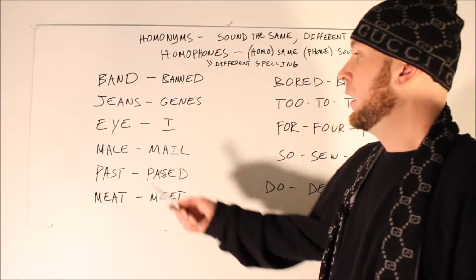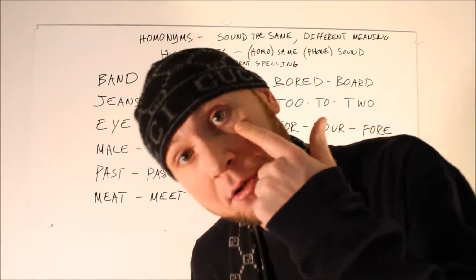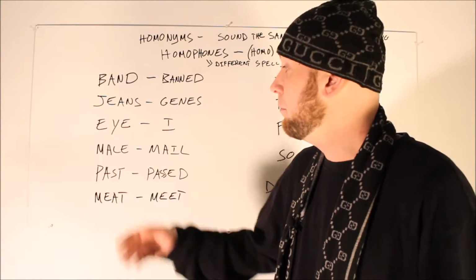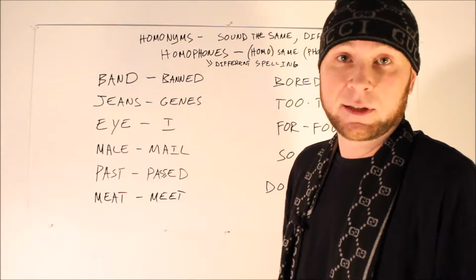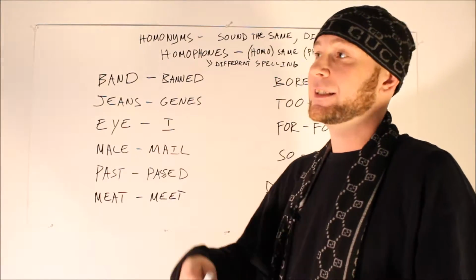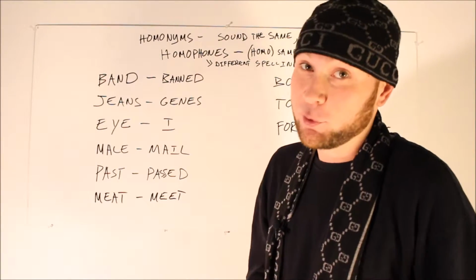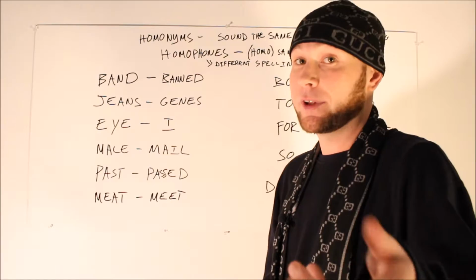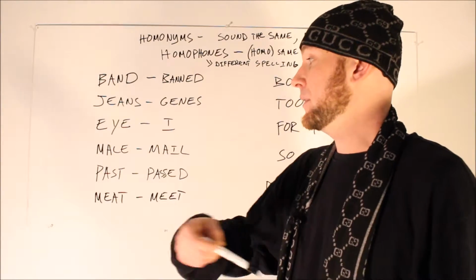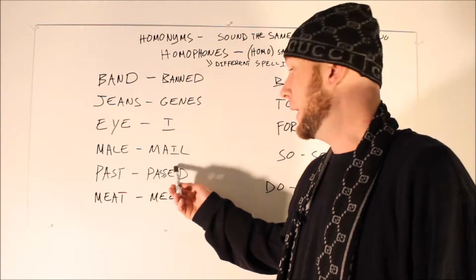You're going to have eye, which is the eye. See the eye? You would say, wow, that girl has beautiful, beautiful eyes. And then you have I, as in me, as in I am going to tell that girl that she has beautiful eyes. If she only had one eye, well, you would say she has a beautiful eye. But I is me.